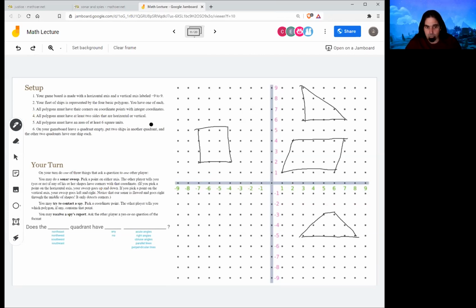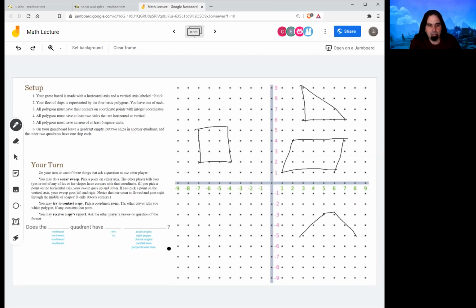And all of your shapes must have an area of at least 6. Some of the ones I made are needlessly big, but you're not allowed to try and make a little bitty square or a little bitty triangle to hide it from the other team. They have to have an area of at least 6.